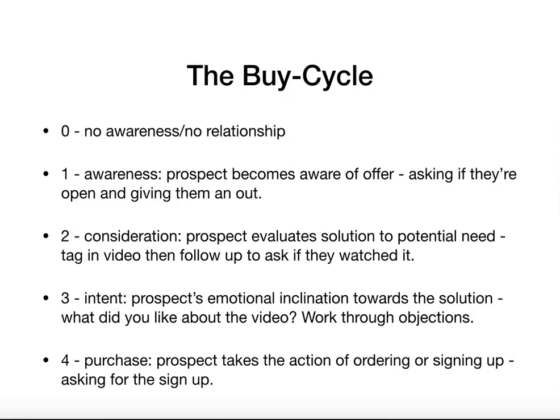So really quickly, I want to go over the buy cycle. So these are the different positions, and this is really important to take note of. 0 is no awareness or no relationship with this person. 1 is awareness. The prospect becomes aware of offers, so asking if they're open and giving them an out.